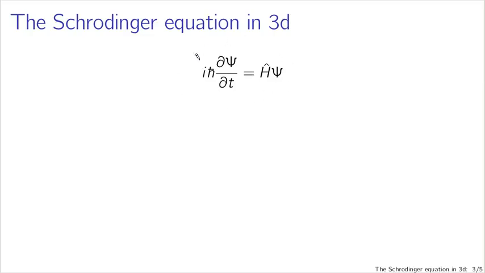The Schrodinger equation also converts to 3D more or less how you would expect. This is the Schrodinger equation as we wrote it at the beginning of the course, in all its generality. We have i h bar times a partial derivative with respect to time being equal to a Hamiltonian operator acting on our wave function.